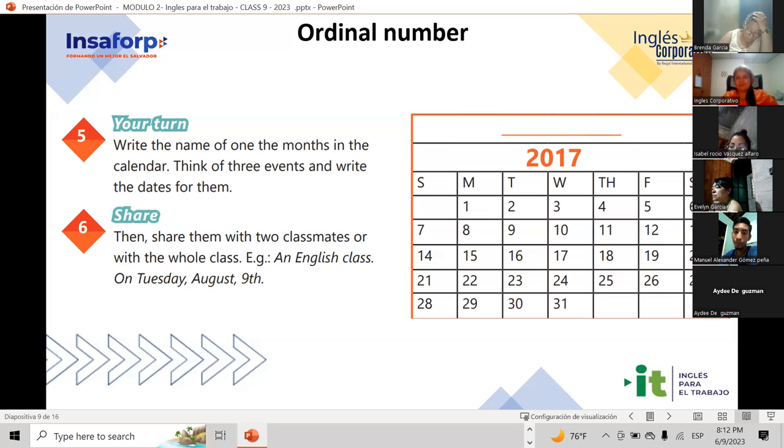Ay, me enredé toda. Okay, first the day, ¿qué día cae 12? Cae Sunday. Okay, Sunday. What is the month? ¿Qué mes es? November. Sunday, November. And then 12, 2023. Okay, recuérdese que primero va el día y luego el mes y después los números.